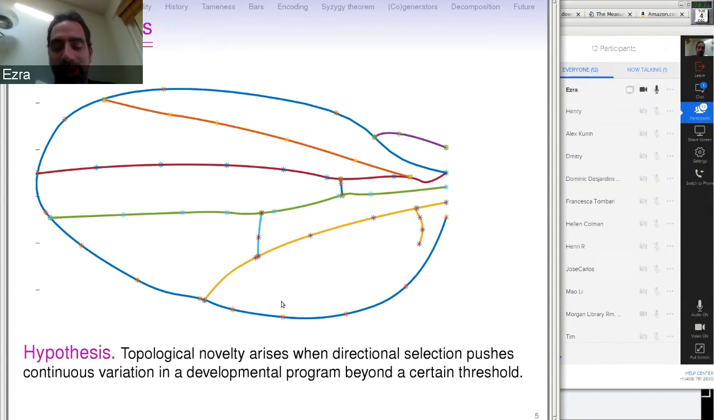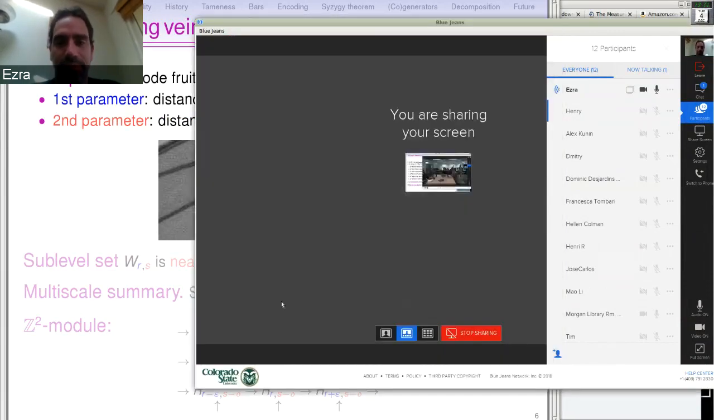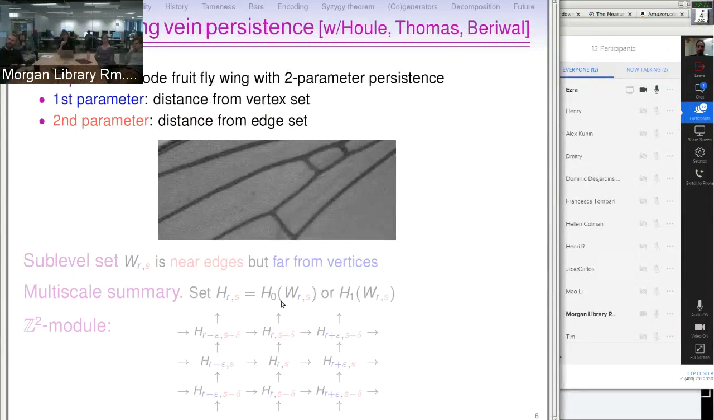I can go into more detail about that, but I'd rather just tell you how we use persistence to summarize these wings. So Ezra, quick question. In the fly wings, when the biologists make those splines, do they draw the splines by hand, or do they mark points by hand and then have a computer fill it in, or how do they make their splines?